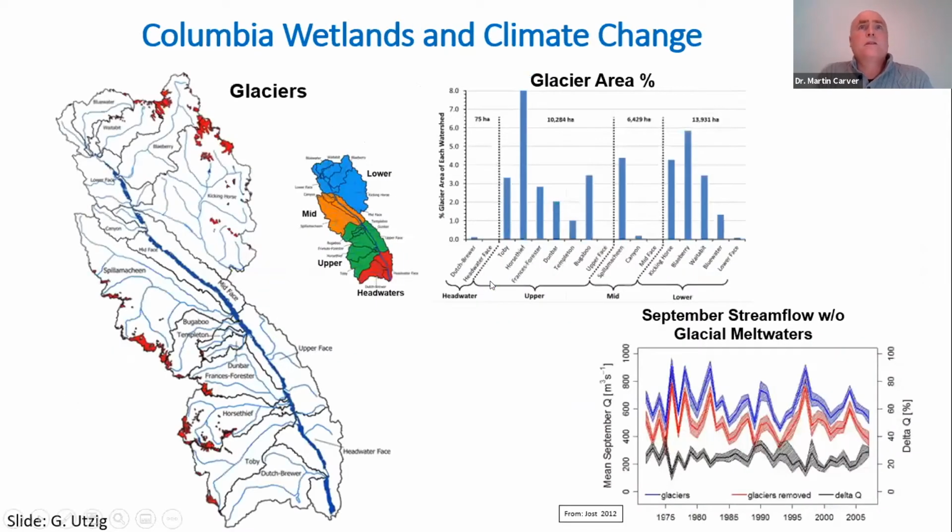And lastly, on the Columbia Wetlands, here is a map of the glaciers, all the red spots here. And you can see the glacier area from the headwaters to the upper, to the mid, to the lower.